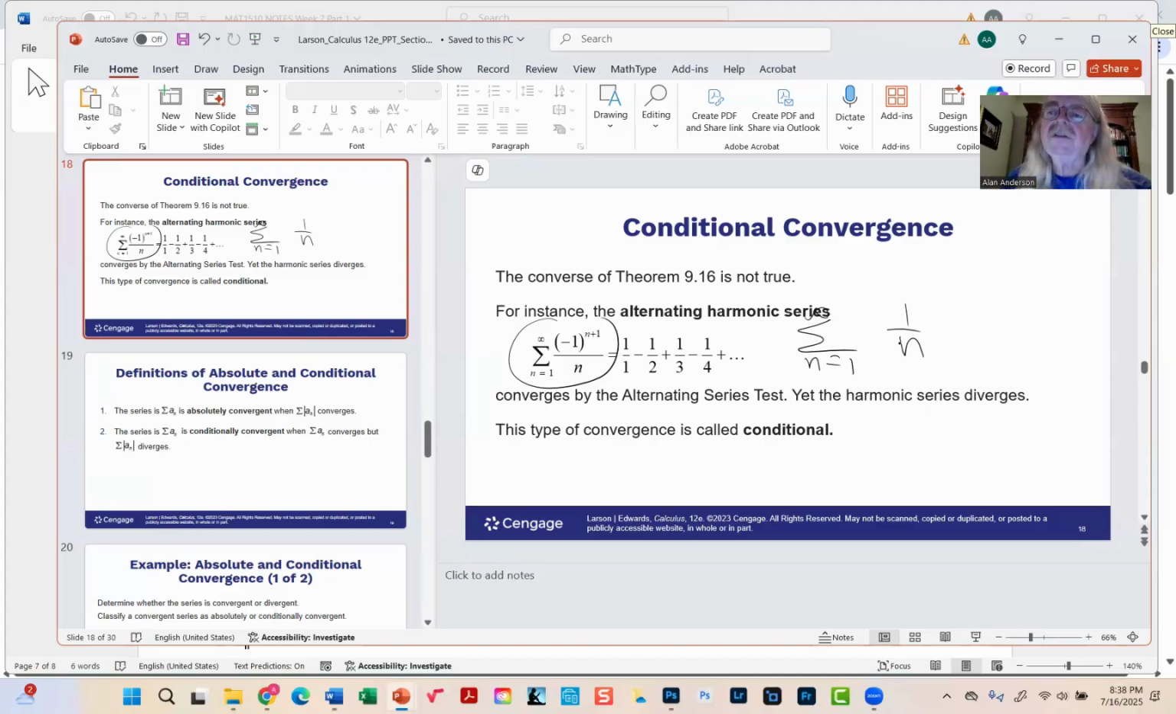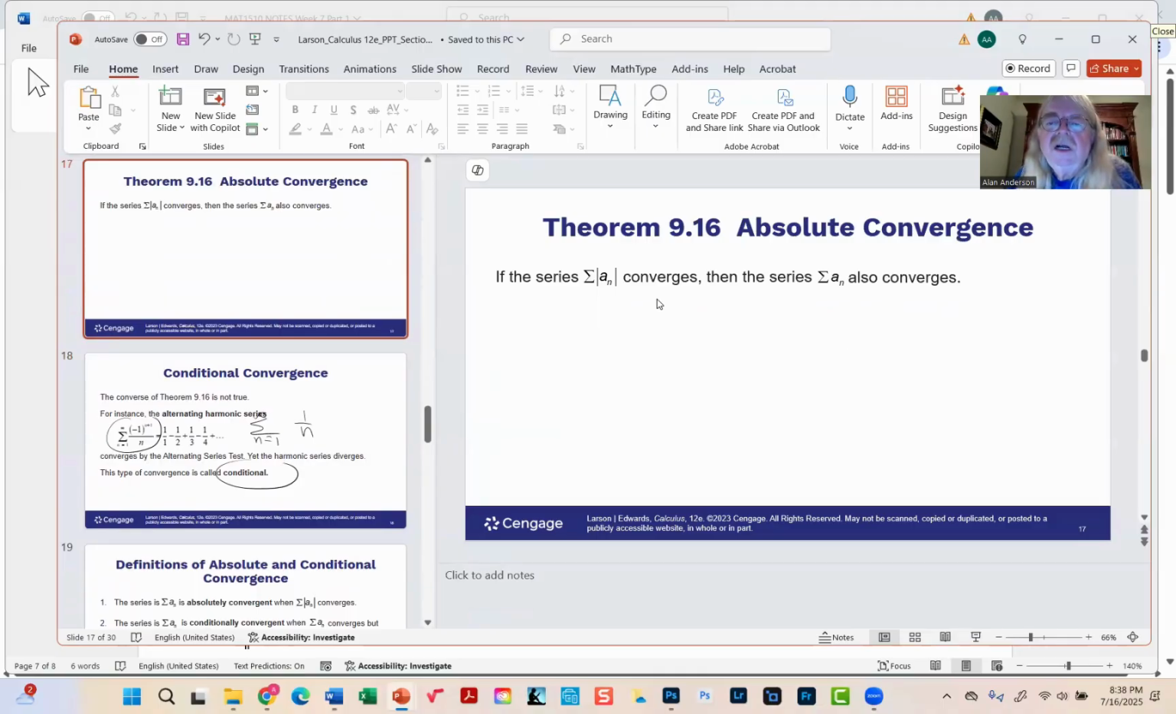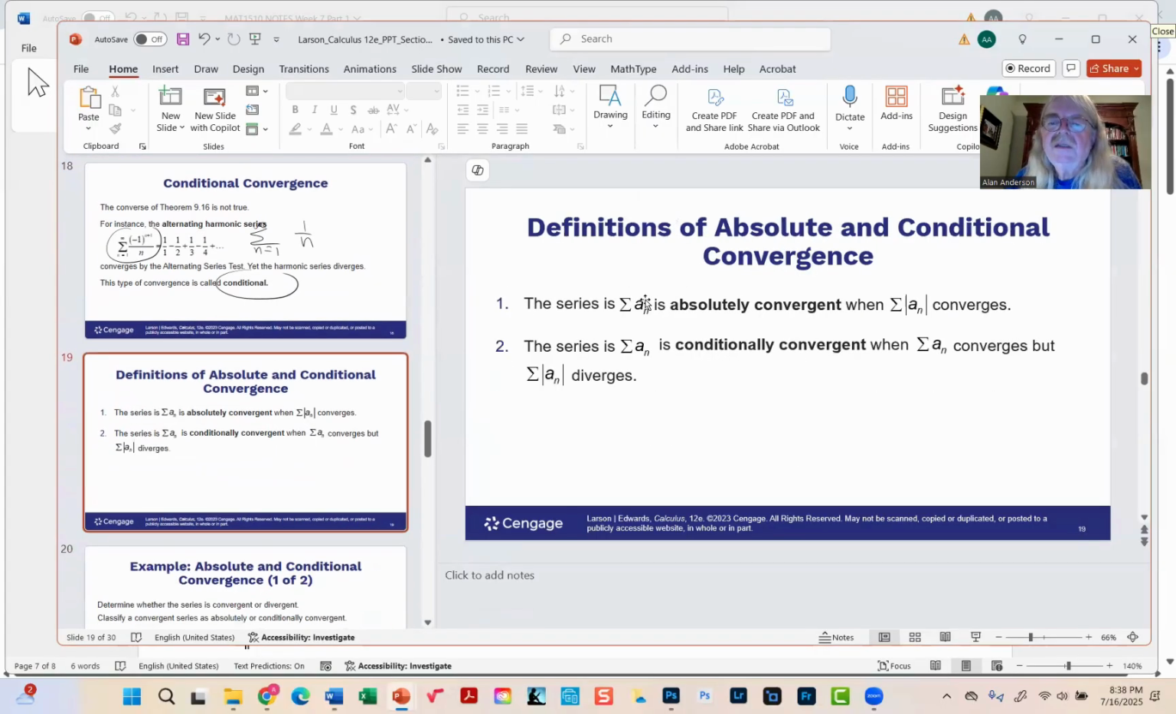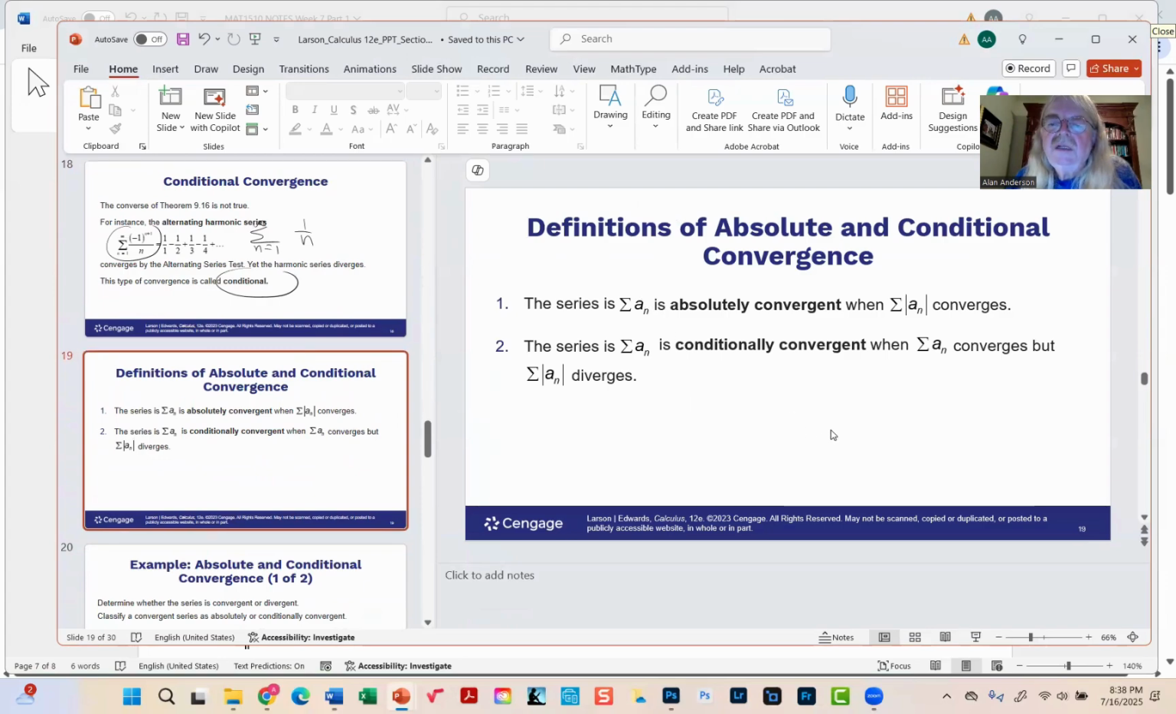So therefore, the convergence is defined to be what we call conditional, meaning that it depends on there being signs. Whereas this one, you don't have to worry about a thing. The signs are not relevant. The series converges with or without signs. Okay, so that's what they're telling us. This series is absolutely convergent if the absolute value of those terms converges. The series is conditionally convergent if the original series converges, but the absolute value diverges.